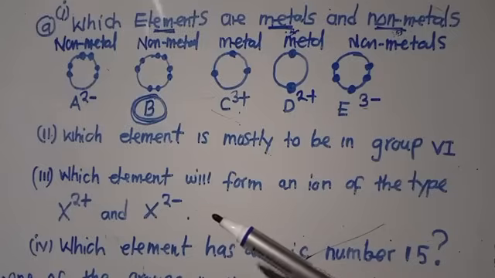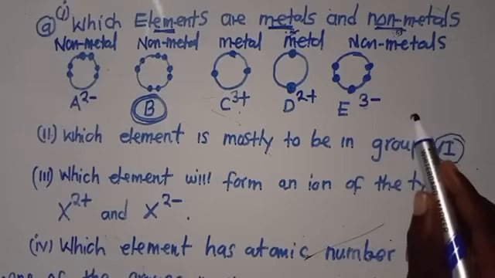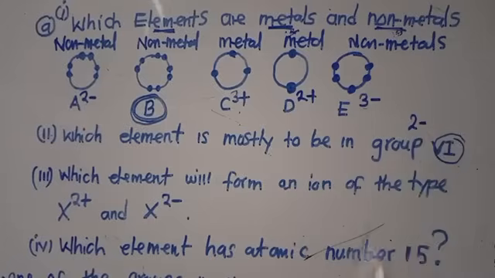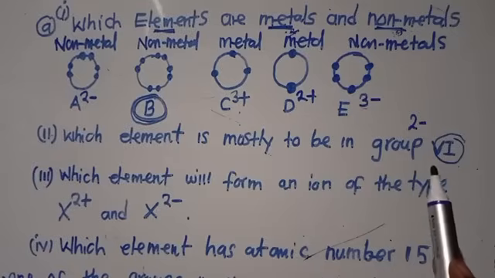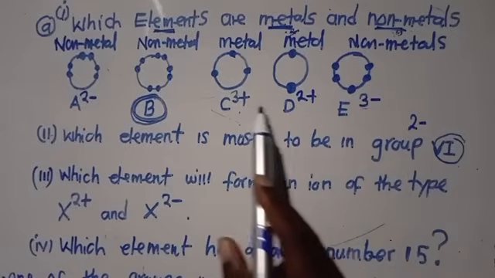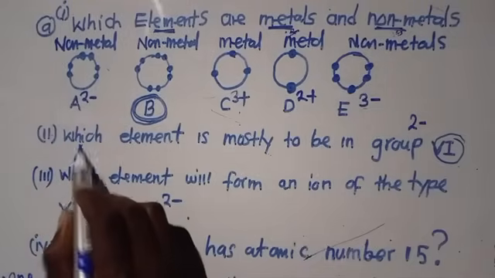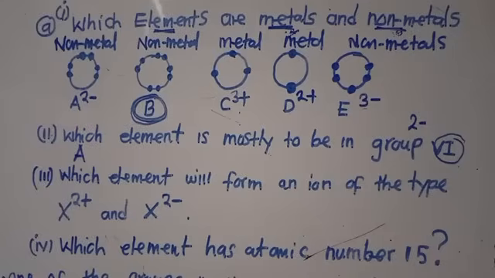Have you seen? Elements that are in group 6 will lose 2 electrons for them to be stable. Since they are losing 2 electrons, they form ions 2 minus. So which element here is having 2 minus? It is A. So the answer here is A. Hope I've explained this.